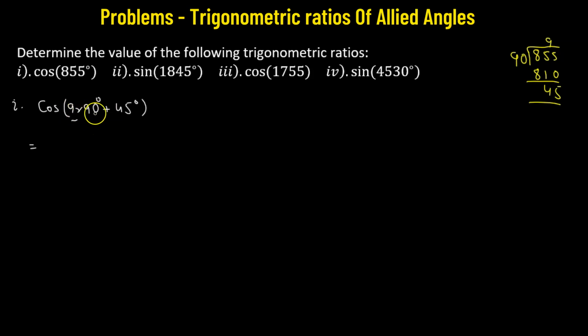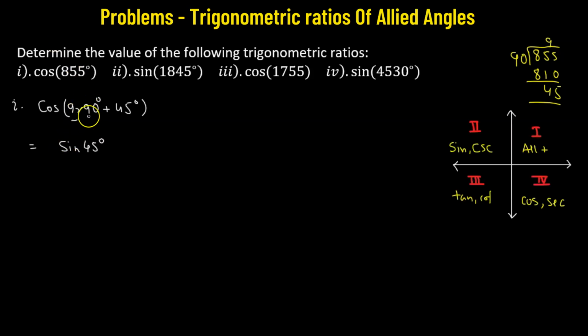Here we have an odd multiple of 90 degrees. Whenever we have an odd multiple of 90 degrees, cosine transforms to sine, and the angle will be 45 degrees. We'll also have to take care of the sign. For that, we'll go to a quadrant system. First, let's look at 9 times 90 degrees. That means we are in the first, second, third, fourth, fifth, sixth, seventh, eighth, ninth quadrant. The ninth quadrant means we are back in the first quadrant, but we are adding 45 degrees to it, which takes us to the second quadrant.